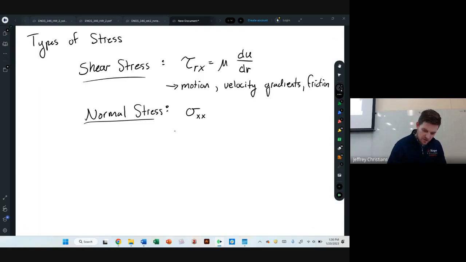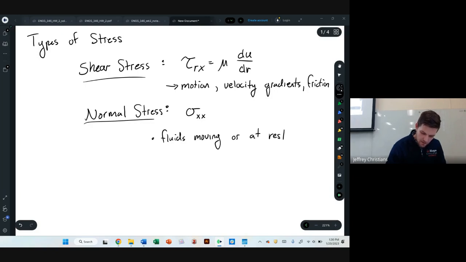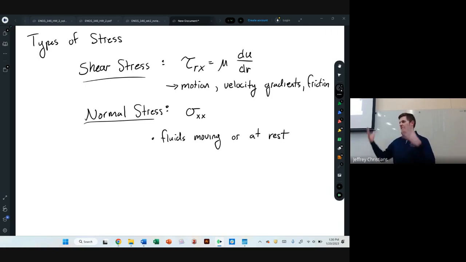Normal stress, you have in fluids that are moving or at rest. So this is going to be in any fluid. So if you have a cup of water, a water bottle sitting on your desk, there are no shear stresses in that water, but there are still normal stresses throughout that water.